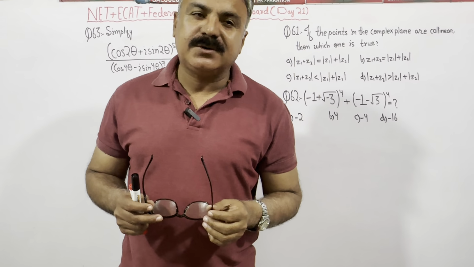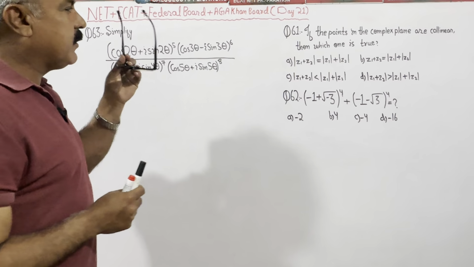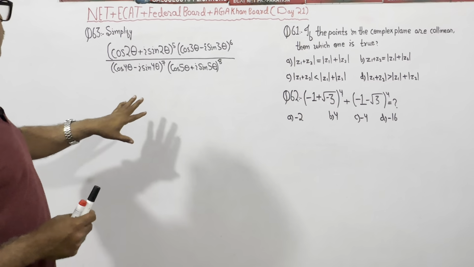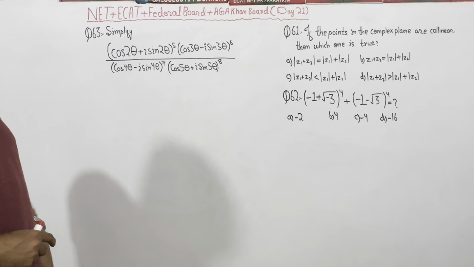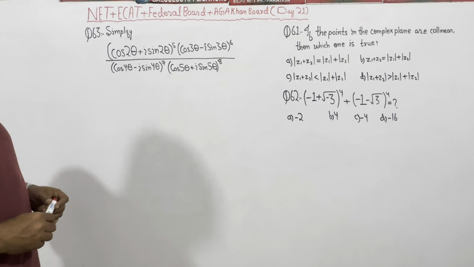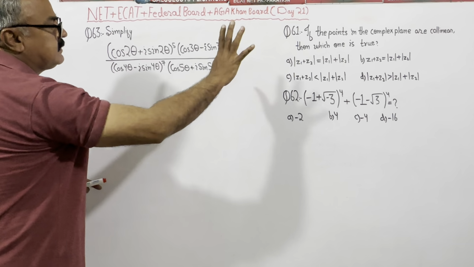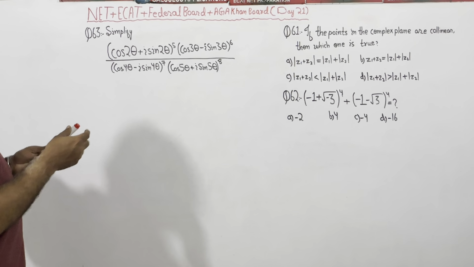Let's find out question number 21. Question number 1, based on de Moivre's theorem, it obfuscates the reality. It is something cumbersome. You should have a background.